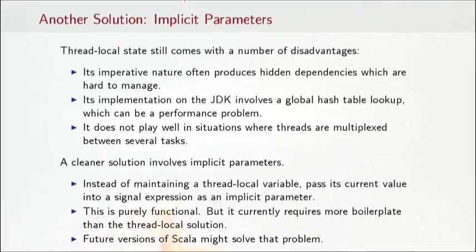So the idea is that instead of maintaining a thread local variable, we pass its current value into a signal expression as an implicit parameter. And that's purely functional, but it currently still requires some more boilerplate than the thread local solution, because essentially expressions have to take this implicit value as a parameter. Future versions of Scala might actually solve that problem, so we're currently tinkering with some ideas how that could be streamlined.